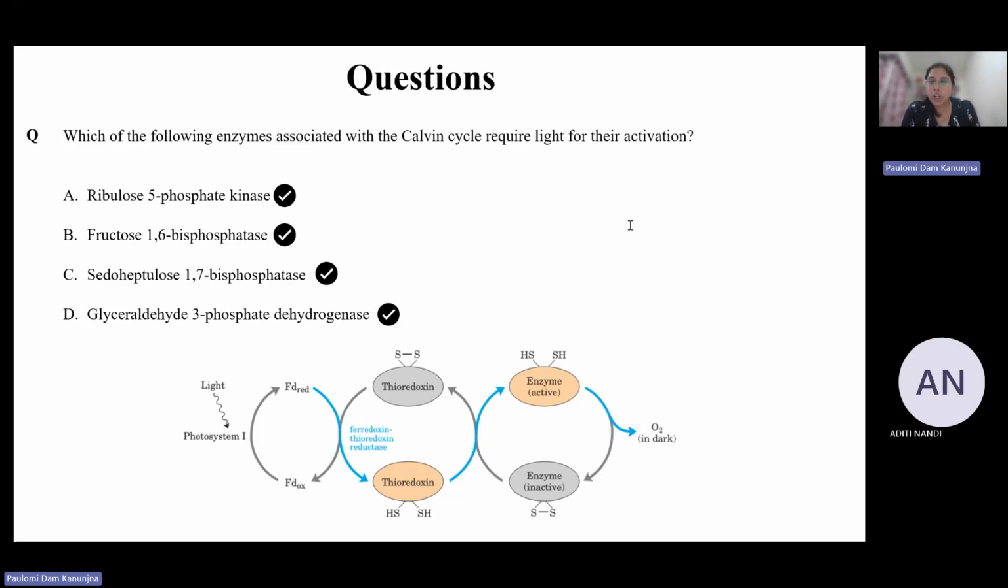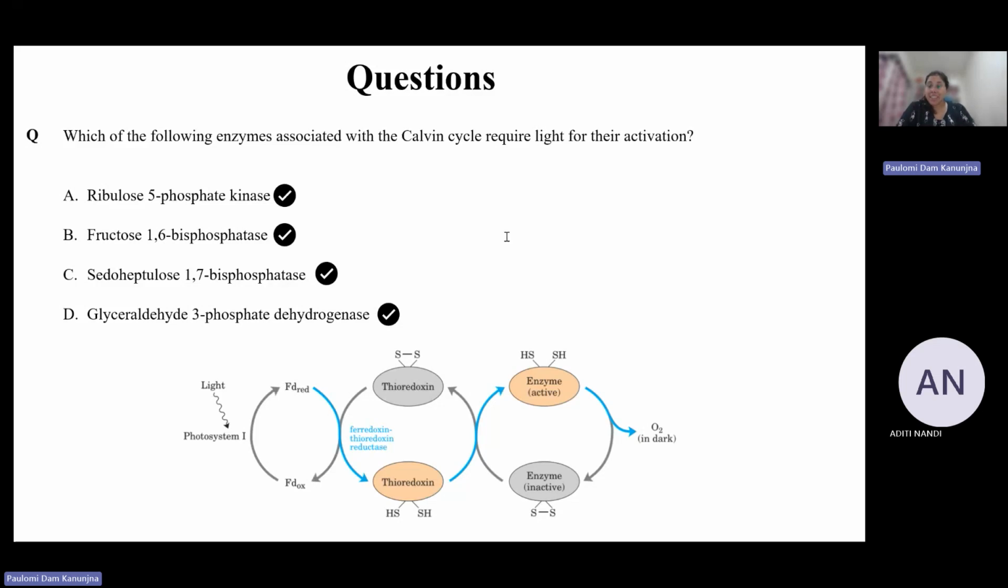So what do they do? All these four enzymes are activated by light-driven reduction of a disulfide bond between two cysteine residues critical to their catalytic activities. So when these cysteine residues are disulfide bonded, which is basically oxidized, these enzymes are inactive. All these enzymes in their catalytic sites have two cysteine residues. If they are oxidized, these enzymes are not active.